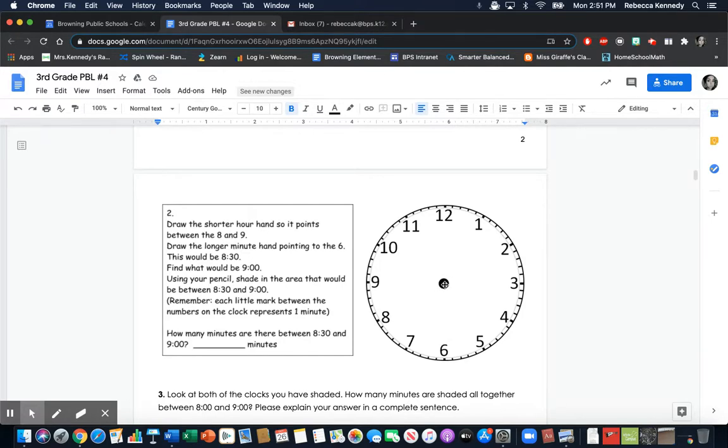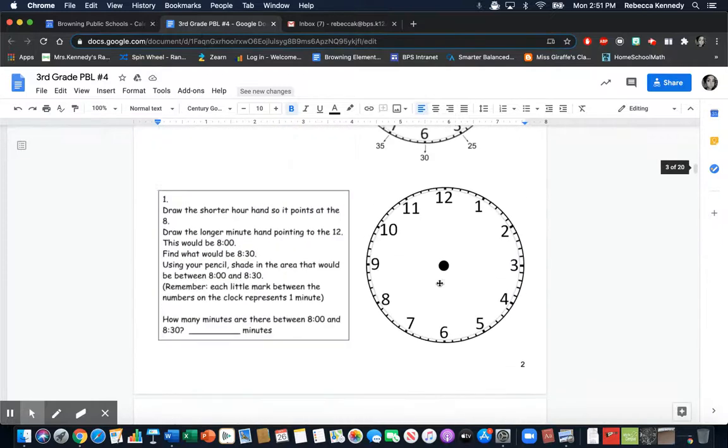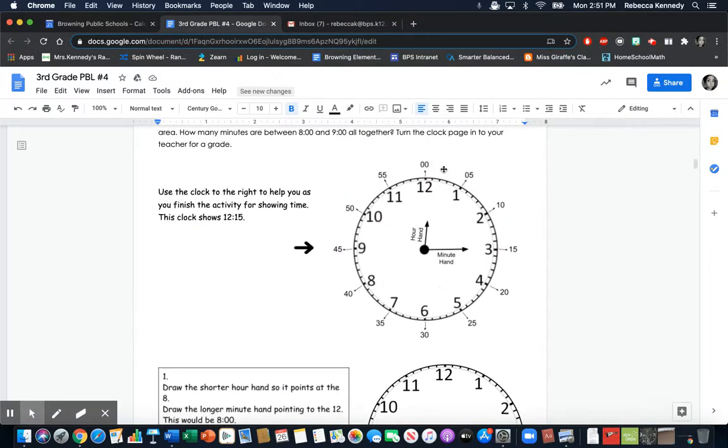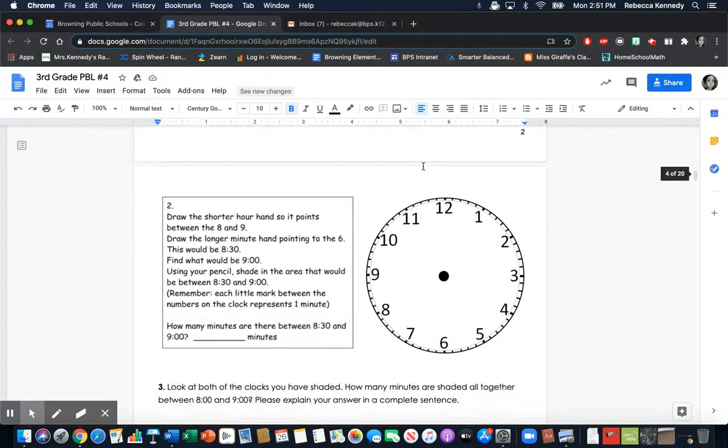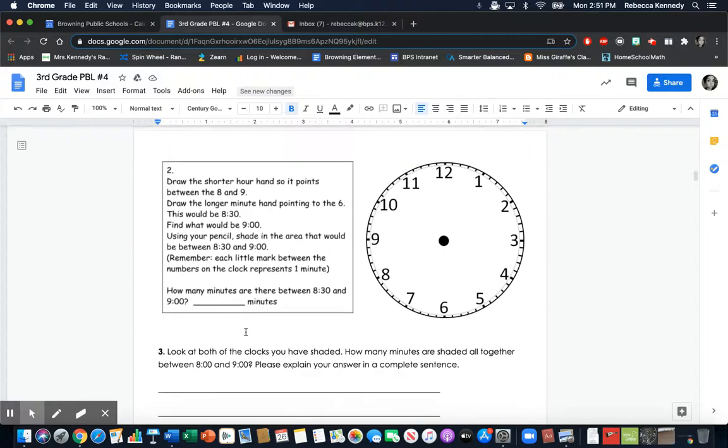Then we need to find what would be 9 o'clock. So that means our short hour hand is going to point at the 9. And o'clock, if we look back at our clock up here, o'clock is 00. So that means that our longer minute hand would point to the 12 to show 9 o'clock. Then you would use your pencil to shade in the area between 8:30, which is right here, and 9 o'clock. How many minutes are there between 8:30 and 9 o'clock? And you would write in your minutes.